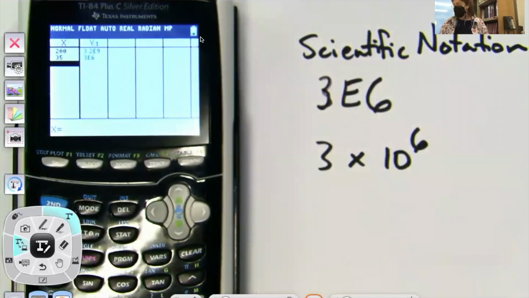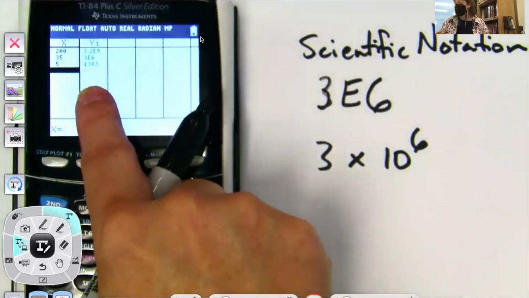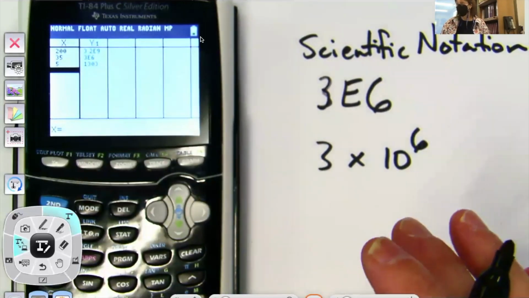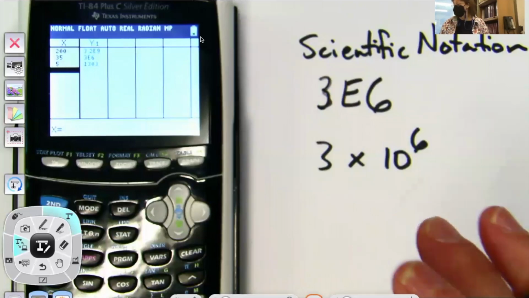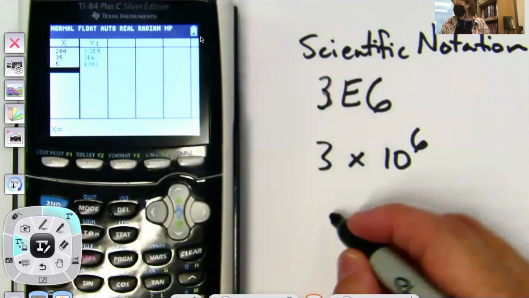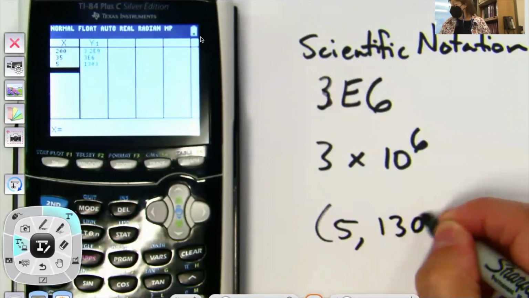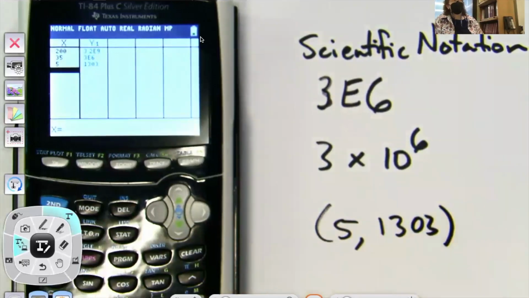Let's put a smaller number in, like 5. Put in 5. Yeah, see, that's much more reasonable. So that spit out 5 for the X value, and then 1,303 for the Y value. So that creates the ordered pair (5, 1,303) as an ordered pair that would be on that graph. Obviously I wouldn't want to graph that by hand, would I? So that's not going to be good.